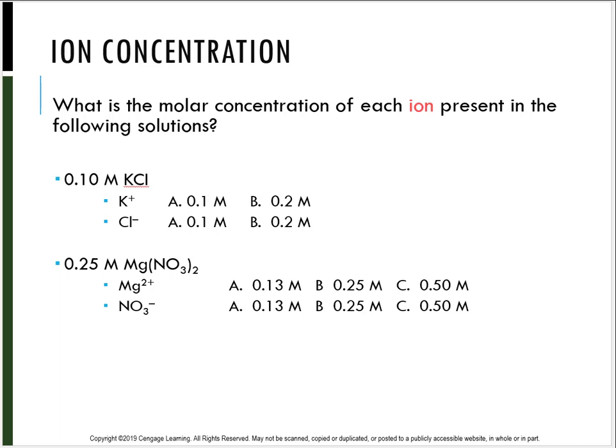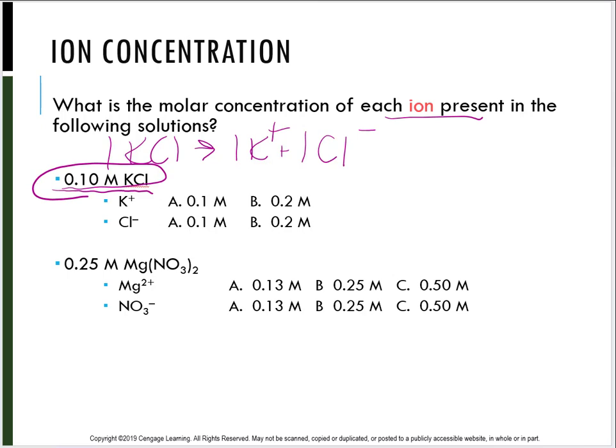So here it wants to know the molar concentration of each ion present in the following solutions. So if I had 0.1 molar of KCl, remember KCl is going to break into the K plus ions and Cl minus ions. So KCl, there's one K in KCl and one Cl in KCl. So it's all a 1 to 1 to 1 ratio. So if I have 0.1 molar KCl, I'm going to have 0.1 molar K and 0.1 molar of Cl.